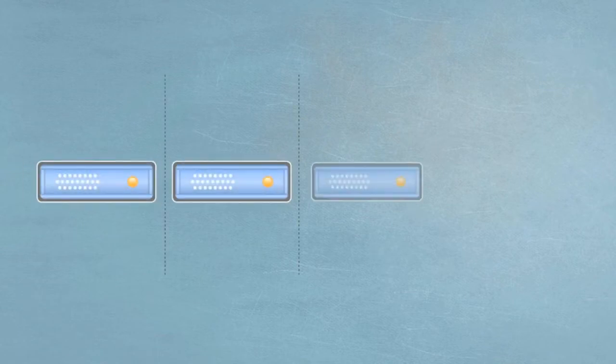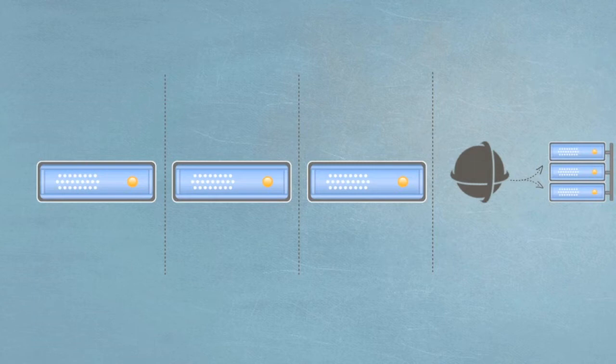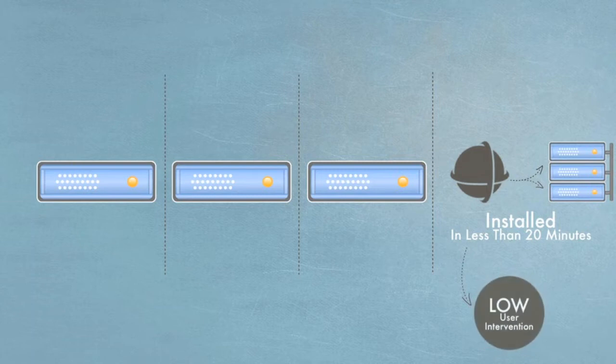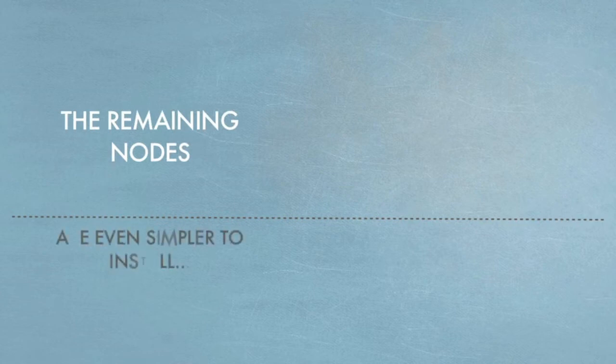The first three physical servers become the first three nodes in the Nimbula cluster that seed the rest of the deployment. These three nodes initially run all the Nimbula Director cloud management services and install in under 20 minutes with minimal user intervention. The remaining nodes from the 4th node to the 1000th node are even simpler to install.